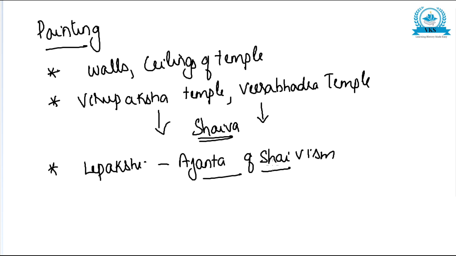So regarding the contribution of Vijayanagara in the field of painting, the paintings were mainly done on the walls, ceilings of the temple, etc. Examples are the paintings of Virupaksha temple at Hampi and Veerabhadra temple of Lepakshi. Both are related to Shaiva mythology, and Lepakshi is called the Ajanta of Shaivism. So all these were the contributions in the field of painting.